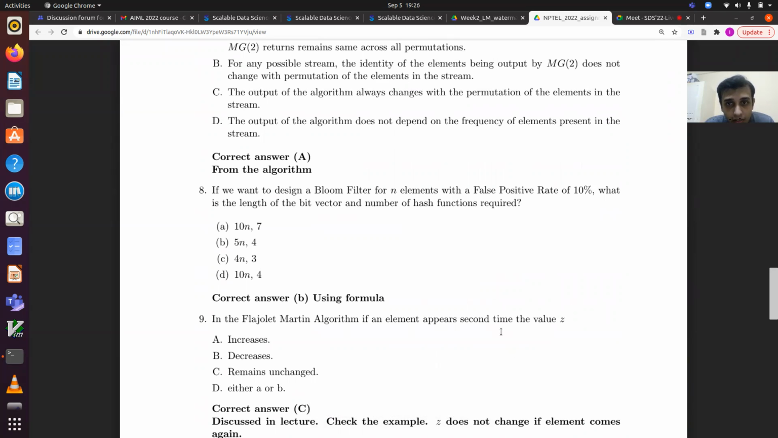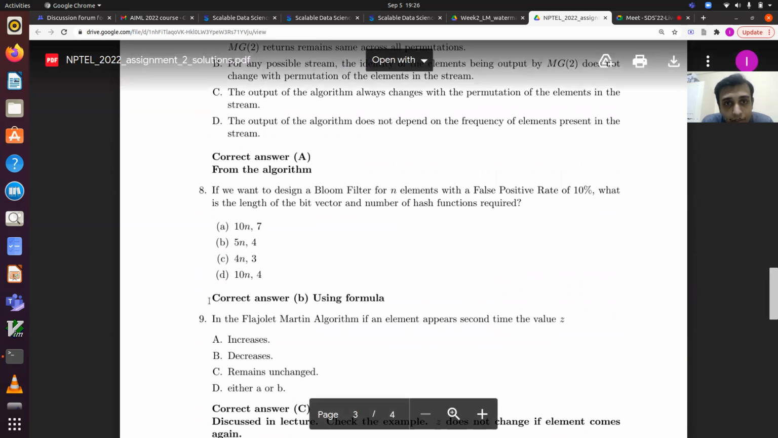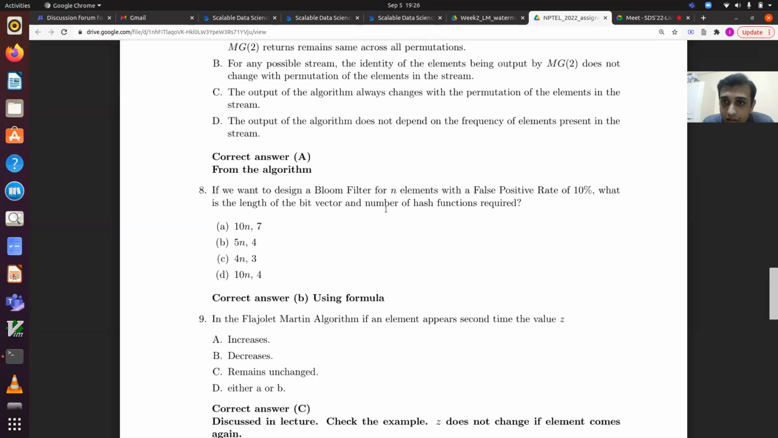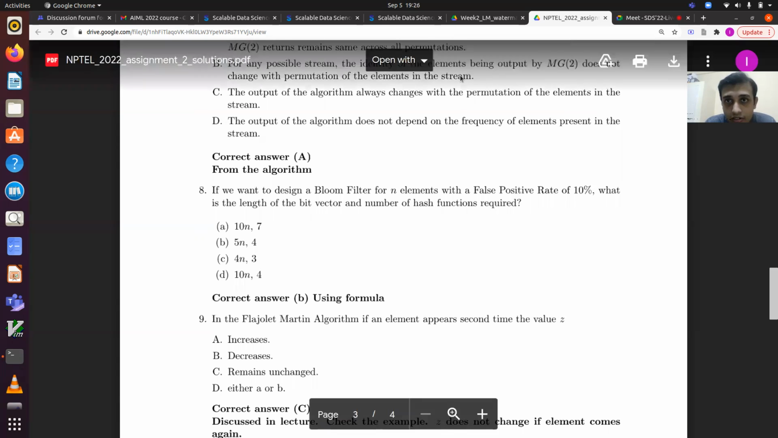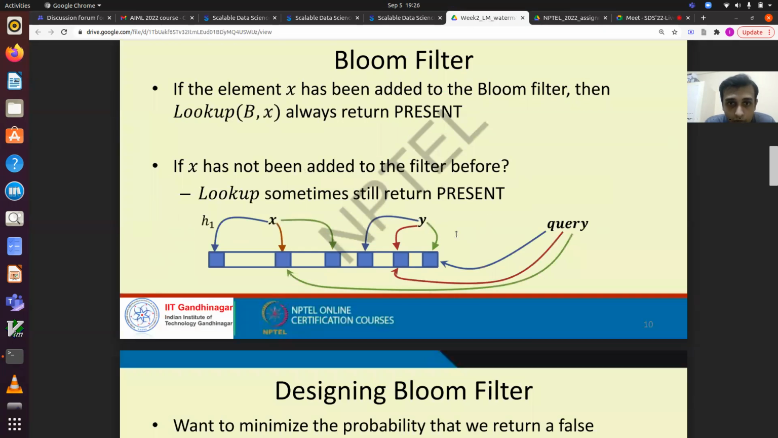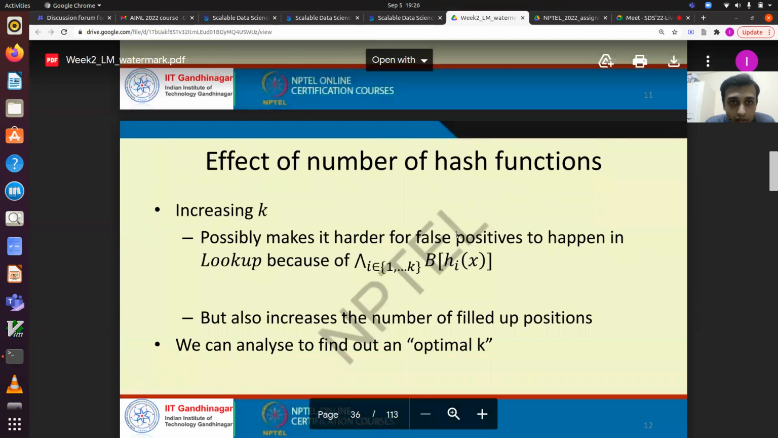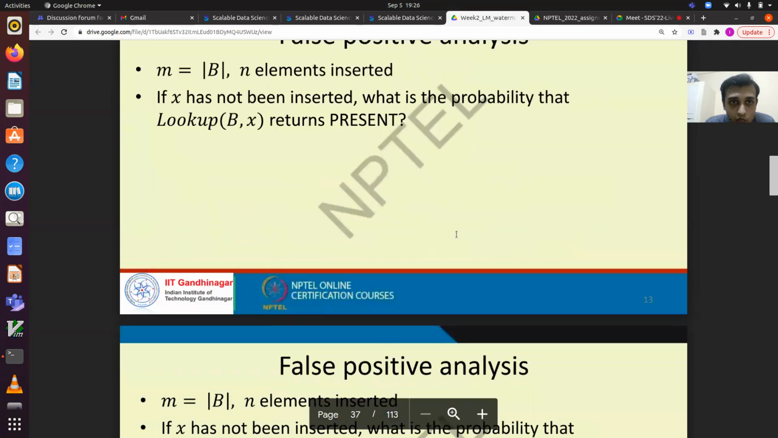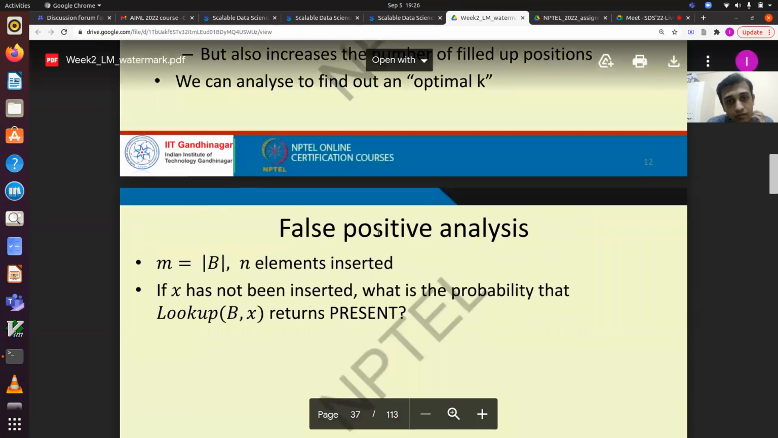Sir, using formula, which formula? Good question. Let's see. If we want to design a Bloom filter for n elements with a false positive rate of 10%, then what is the length of the bit vector and the number of hash functions? So let's see what's there in the slide. So Bloom filter we have done. Yeah, so false positive analysis.